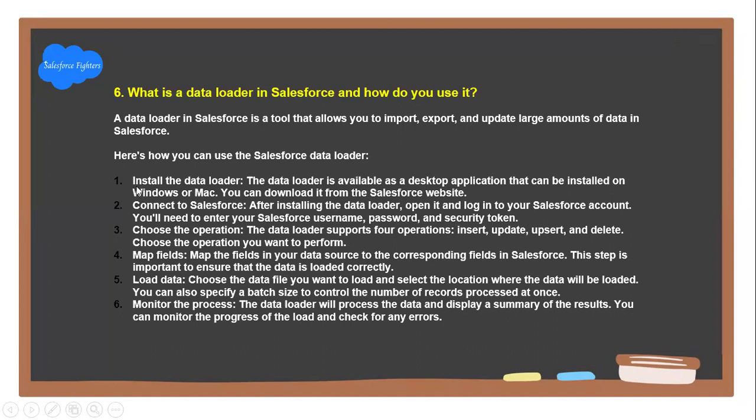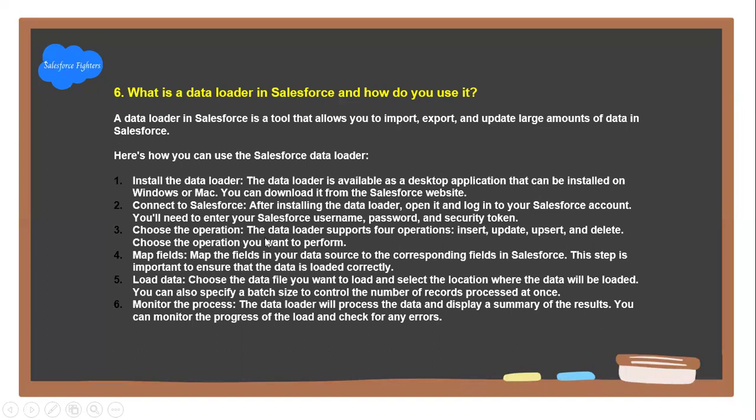First, install the Data Loader. The Data Loader is available as a desktop application that can be installed on Windows or Mac. You can download it from the Salesforce website. Next, connect to Salesforce. After installing the Data Loader, open it and log in to your Salesforce account. You will need to enter your Salesforce username, password, and security token.